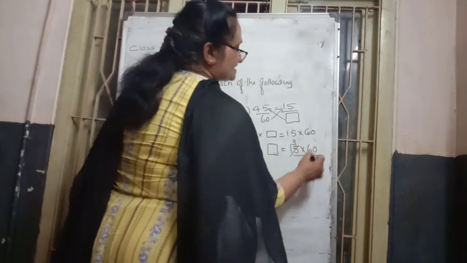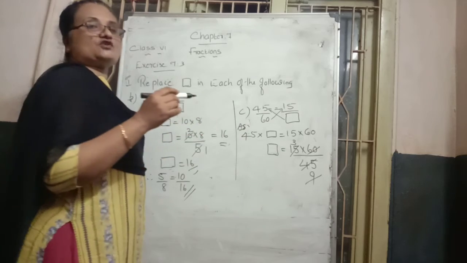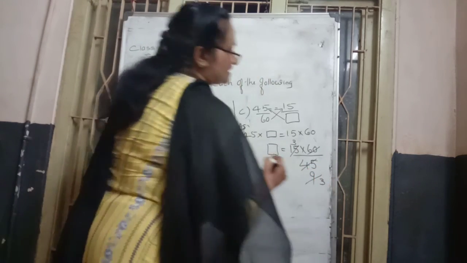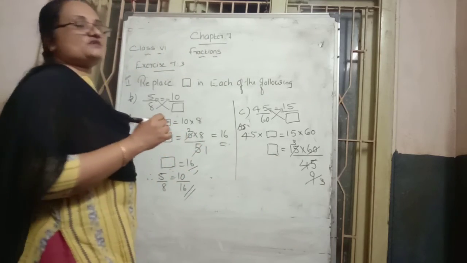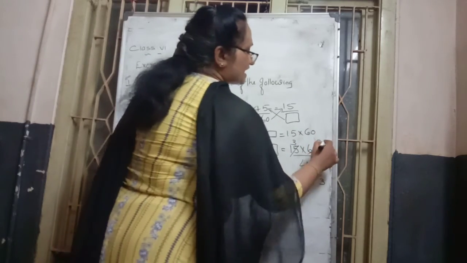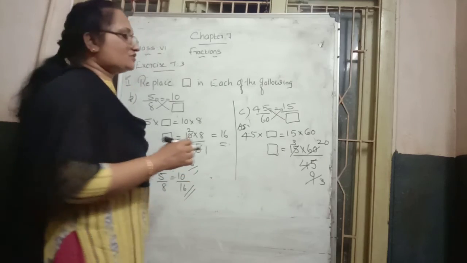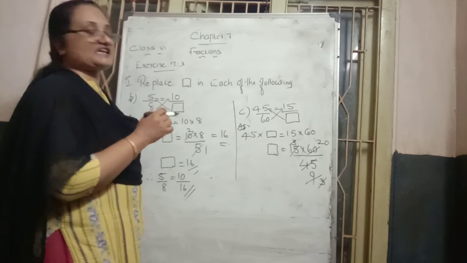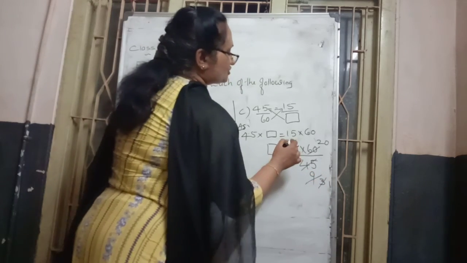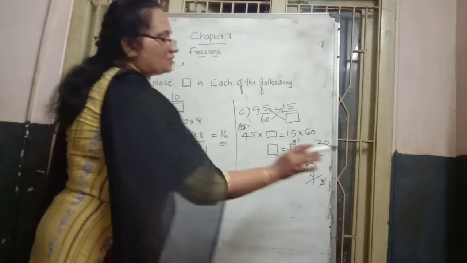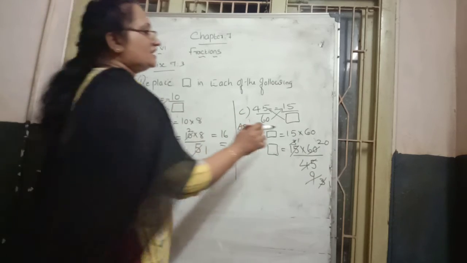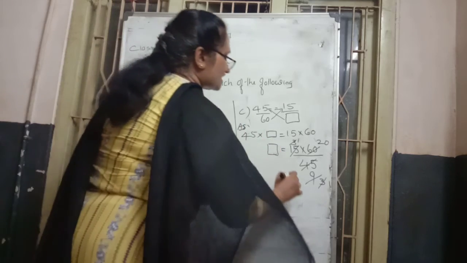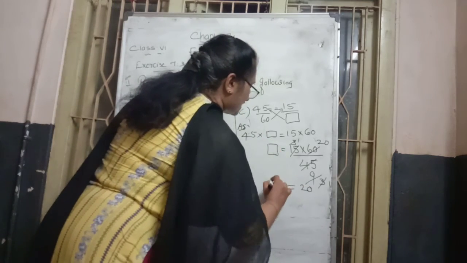Then is cancellation possible between 9 and 60? 3 table is possible. 3 table: 3 threes are 9. Here 3 table 60 means how many times? 20. Again, is cancellation possible between 20 and 3? Not possible. But with this 3 and the other 3, we can cancel: 3 table, 3 ones are 3. Then all the denominator numbers are cancelled. In the numerator, which number is there? 1 into 20 becomes how much? 20 is there.